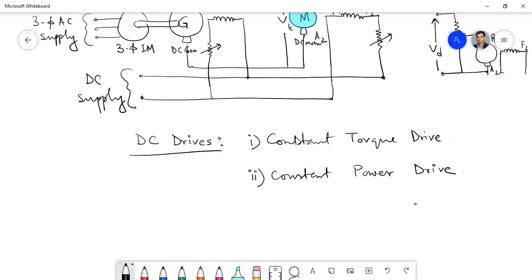Okay. So constant torque drive and constant power drive. Suppose if we control the armature voltage, what do we actually control? What about the torque and what about the power?